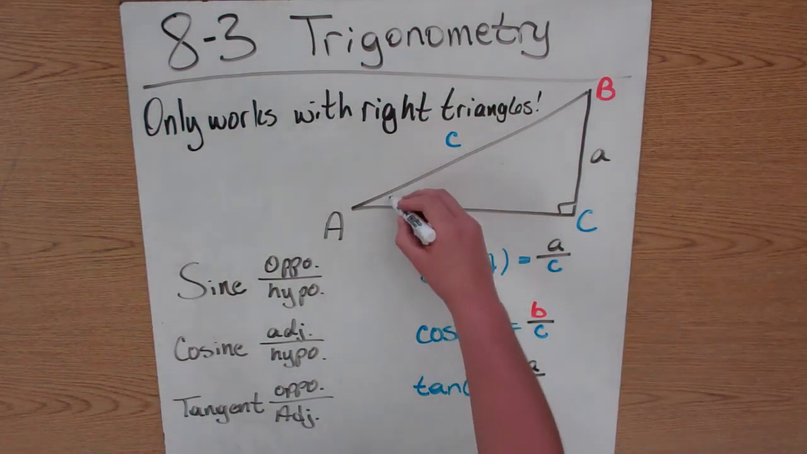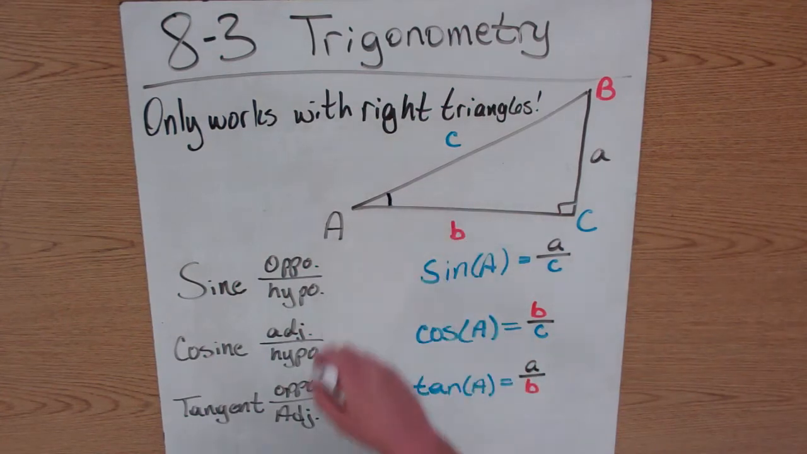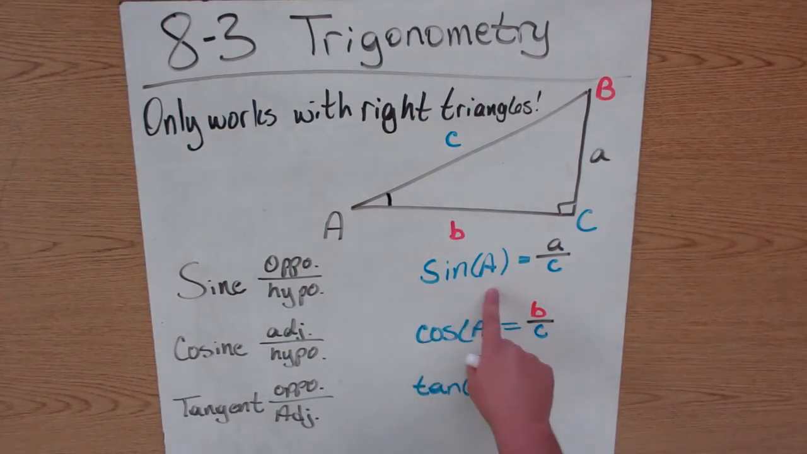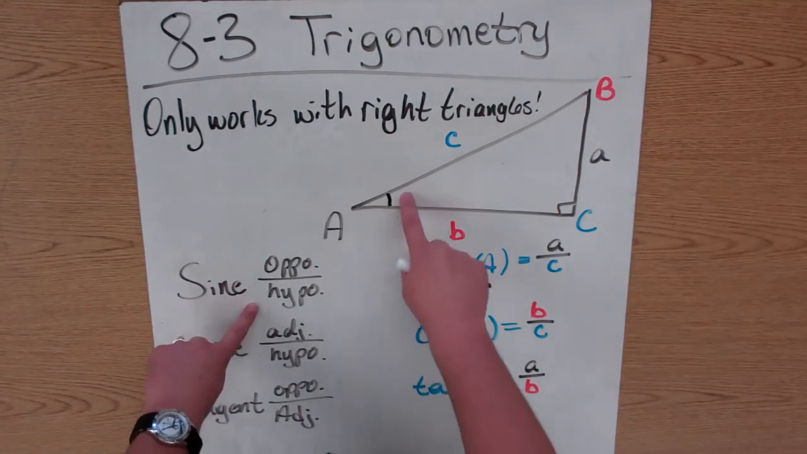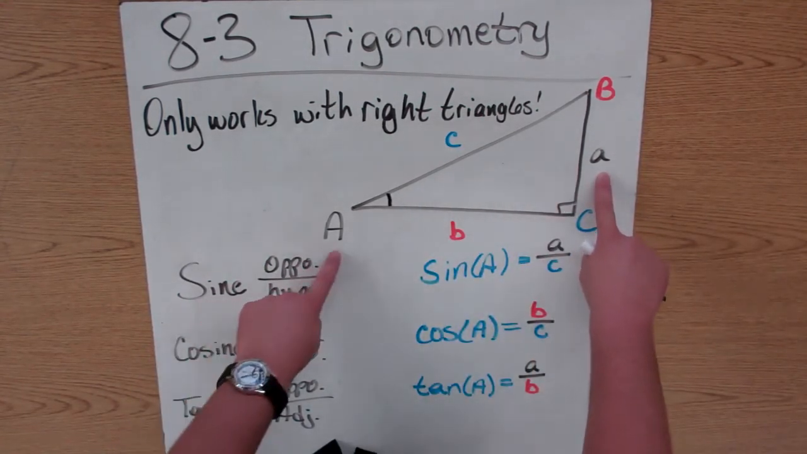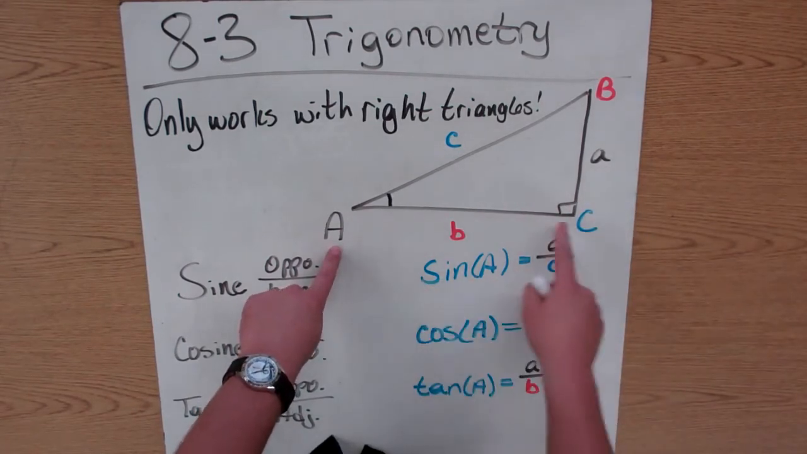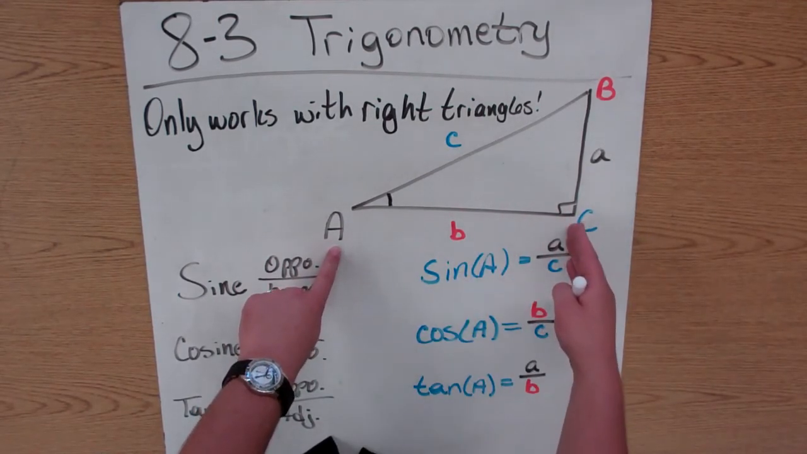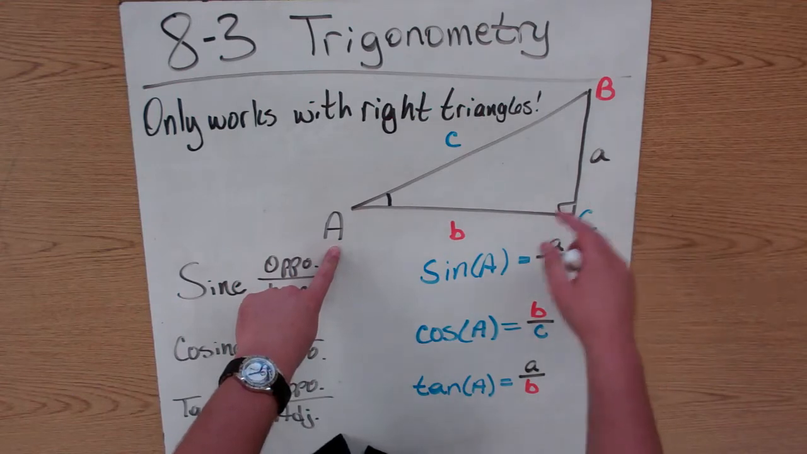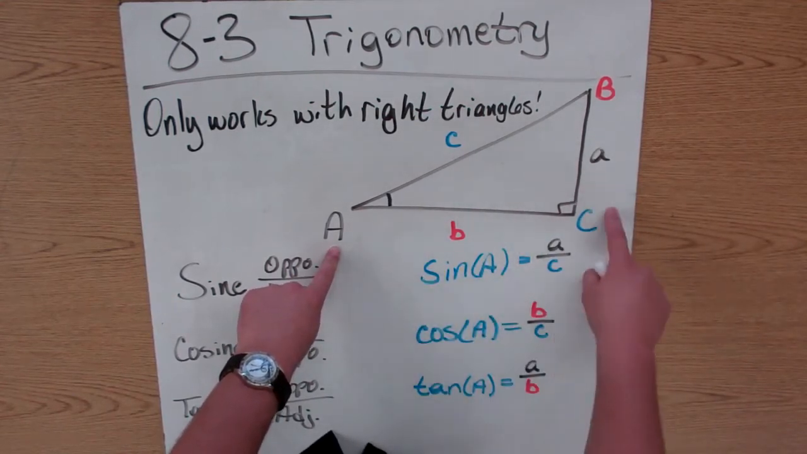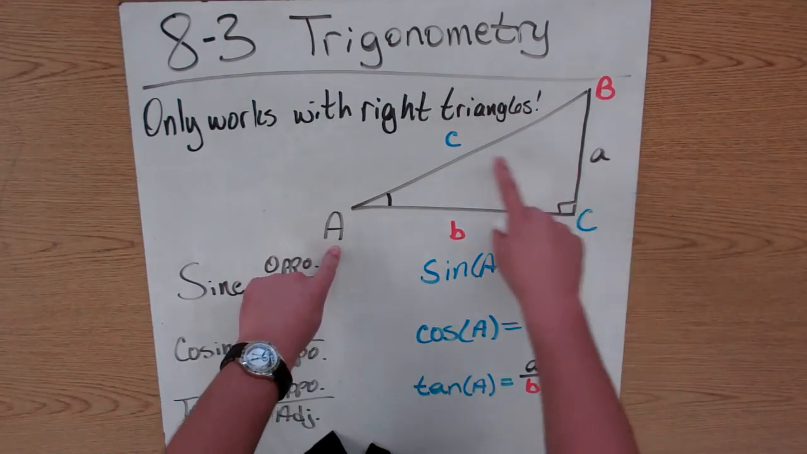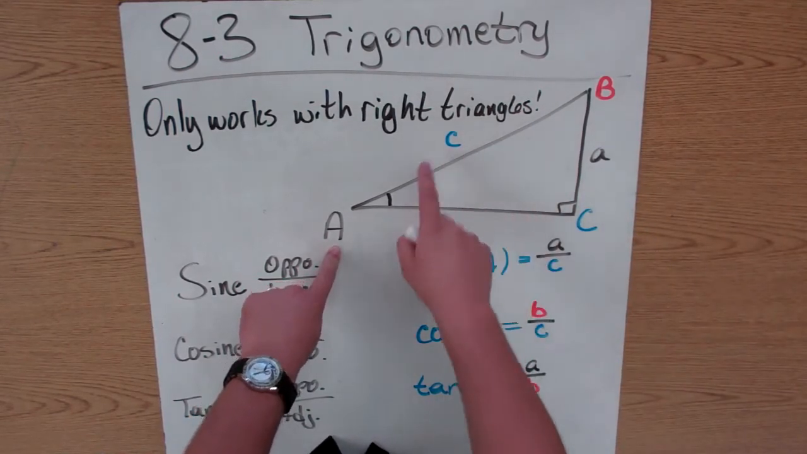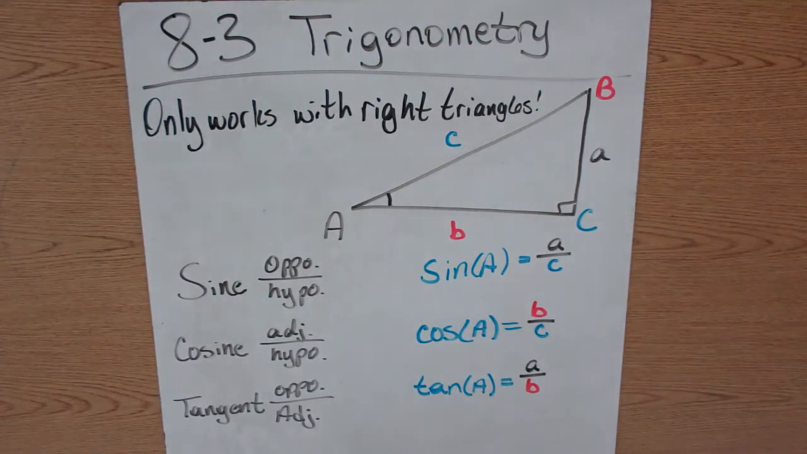Say we wanted to find the sine of angle A here. Well, we know that sine is opposite over hypotenuse. So little a is opposite big A. See how it's on the opposite side of the triangle? Since little a is on the opposite side of the triangle, that means it is the opposite side. And of course C is always opposite your right angle, so C is the hypotenuse.